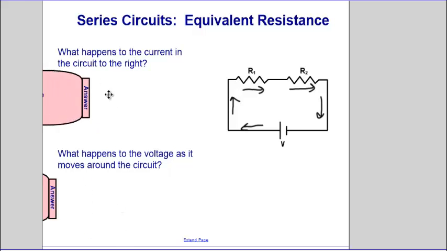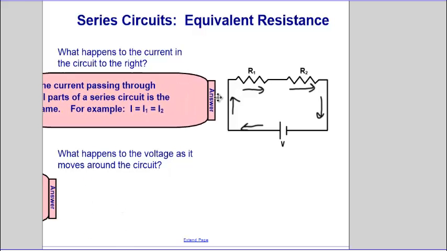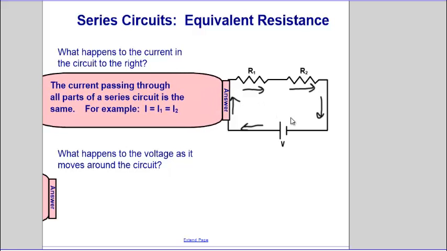So the current is said to be king in this, or the current in any location, anywhere within this circuit is the same because there's only one path. So the current here, we'll call that I, would be the current there, maybe I1 in R1, and the current in R2 is I2.